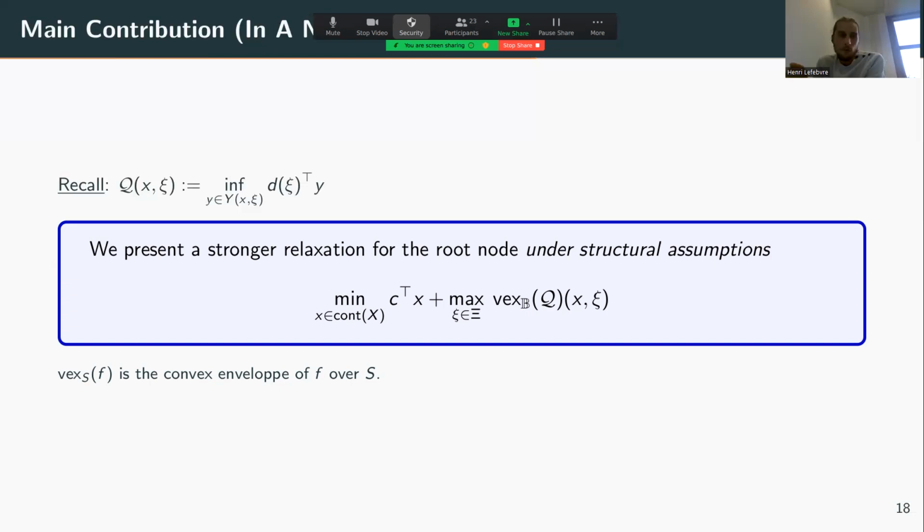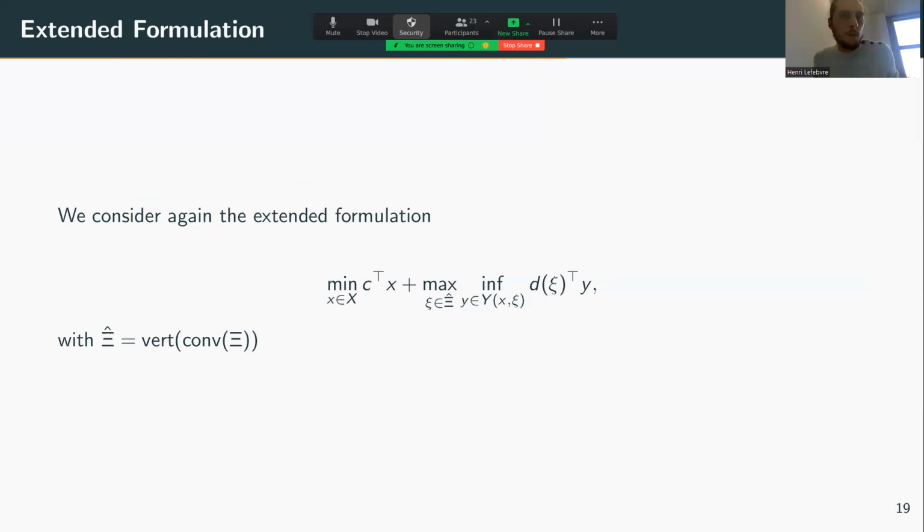Okay, so let's see how we do this. So let's go back to the extended formulation. So here I already replaced the uncertainty set by the set of extreme points of the convex hull of the uncertainty set. And so here we have already a finite maximum.